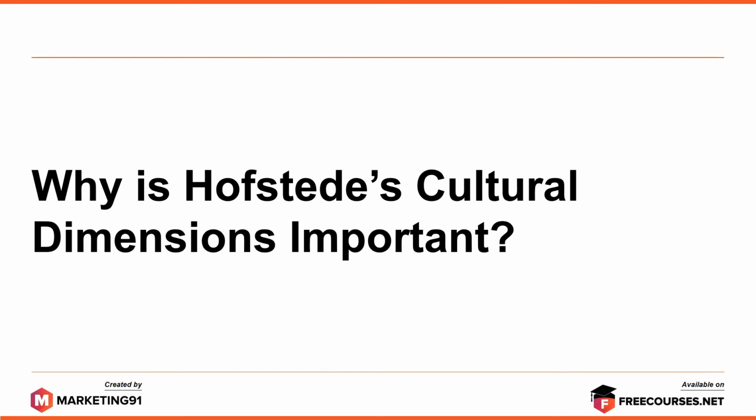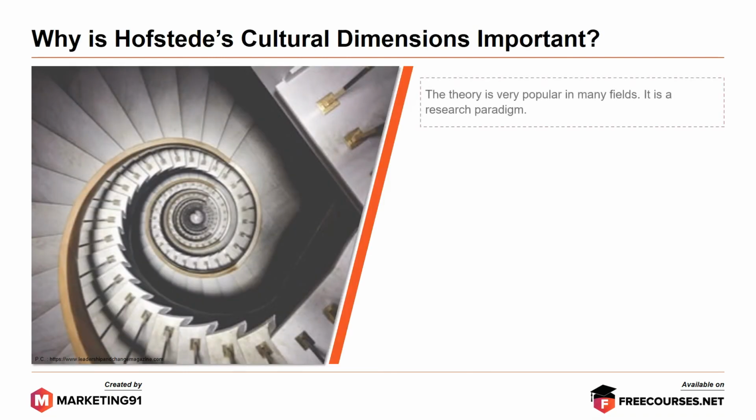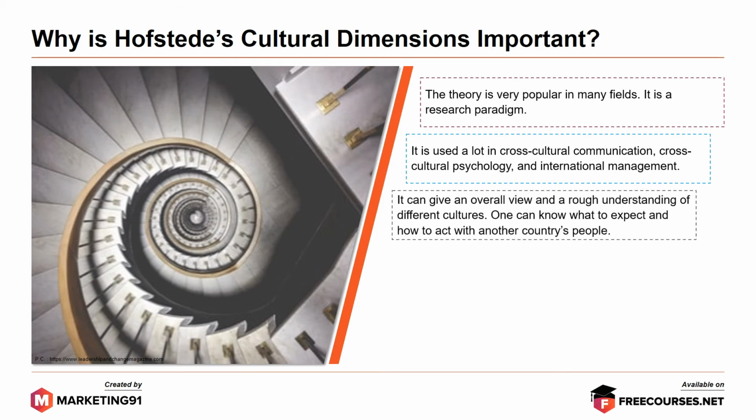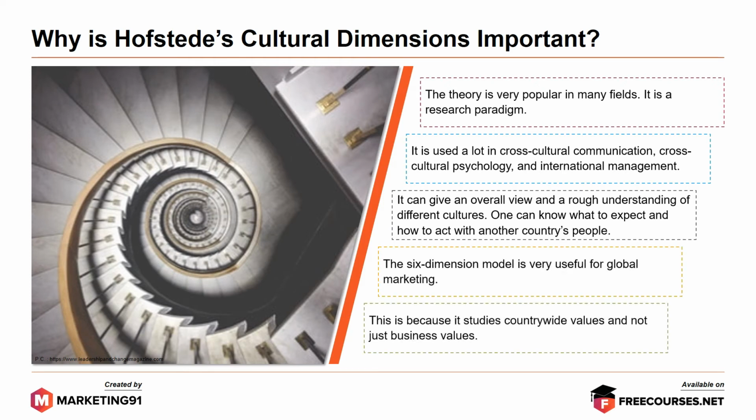Moving on to why are Hofstede's cultural dimensions important? The theory is very popular in many fields. It is a research paradigm. It is used a lot in cross-cultural communication, cross-cultural psychology, and international management. It can give an overall view and a rough understanding of different cultures. One can know what to expect and how to act with other countries' people. The 6-dimension model is very useful for global marketing. This is because it studies country-wide values and not just business values.